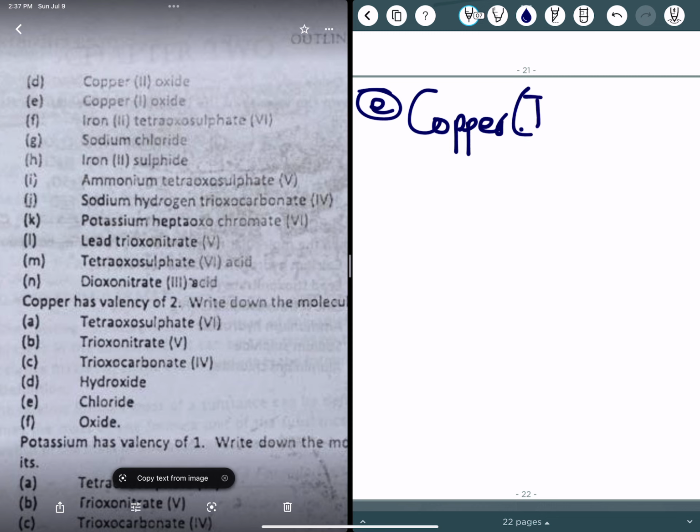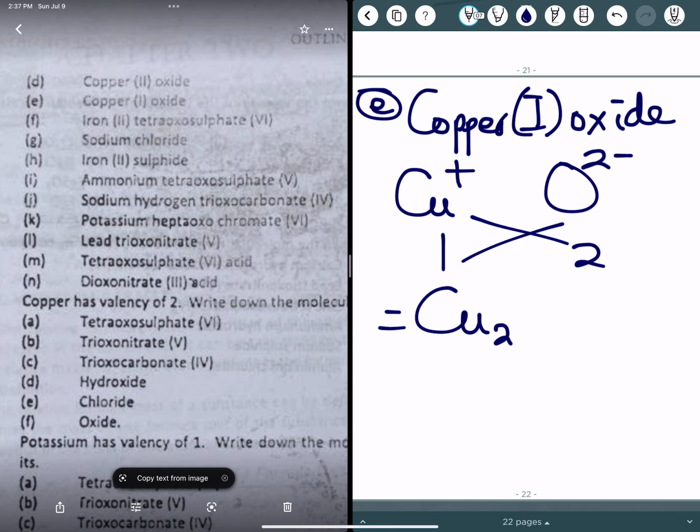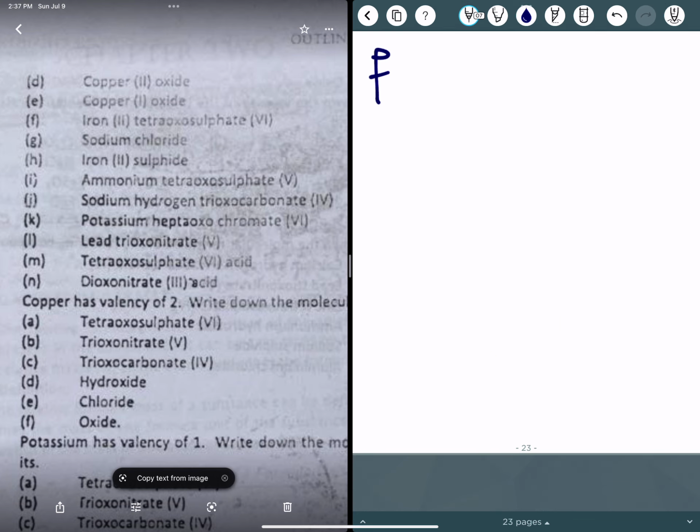Copper 1 oxide. In copper 1 oxide, the copper is charged +1. Oxygen is always -2, or 2 minus. So the valency of oxygen is 2. The valency of copper here is 1. When I exchange valencies to form a compound with the 2 ions, I'll get Cu2O1. Because we don't always write our 1, I will throw the 1 away, and the formula of copper 1 oxide is Cu2O.